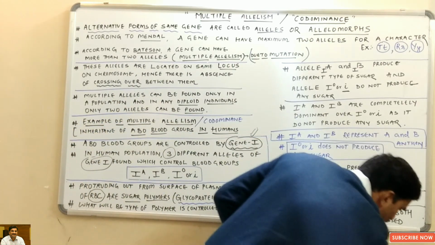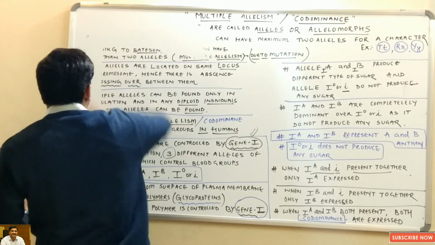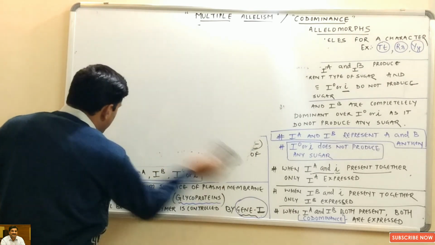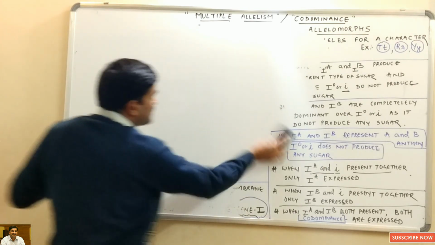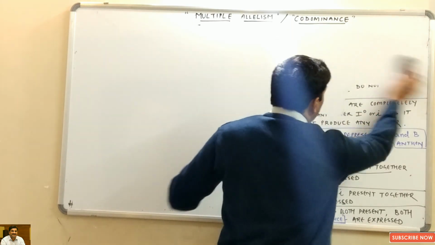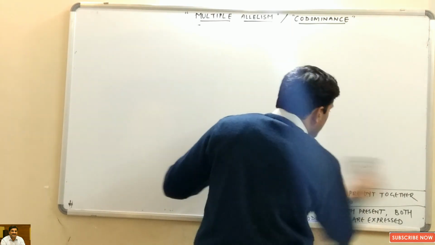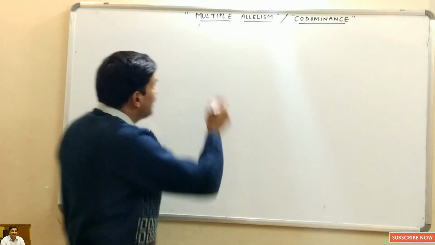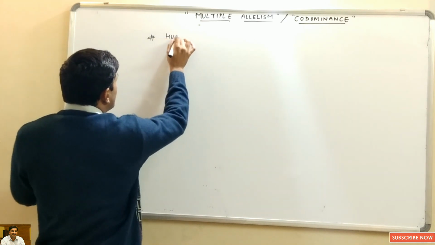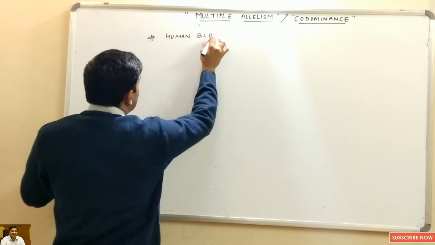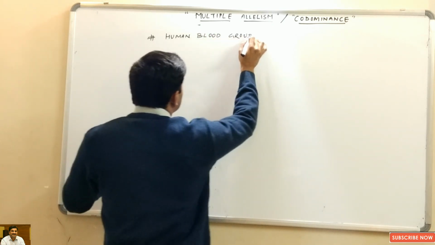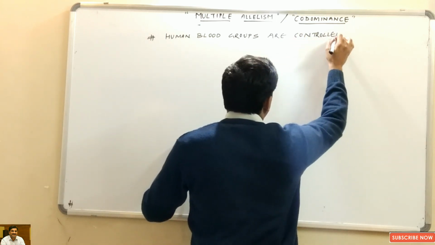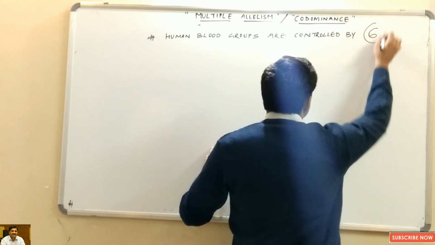Okay. Now, when we are studying the phenomenon of multiple allelism, you must also know how many genotypes control the human blood groups. Many times the question is asked in exams: how many genotypes control the human blood groups? So you must remember that human blood groups are controlled by 6 genotypes.